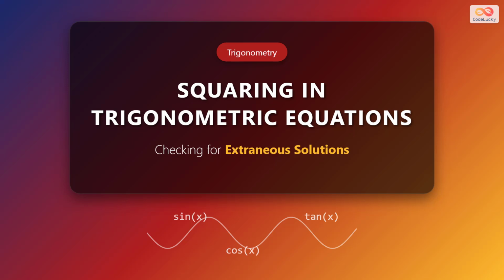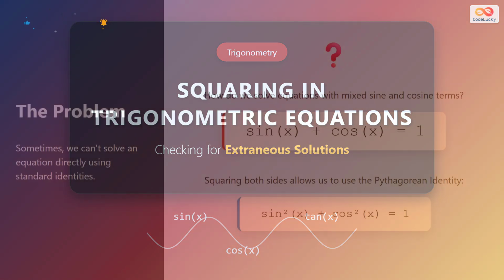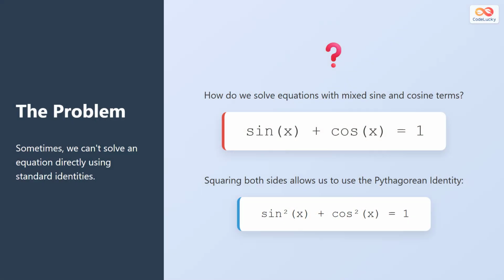Today, we are going to look at a very specific and dangerous trap that students fall into when solving trigonometric equations: extraneous solutions caused by squaring. Let's say you encounter an equation like sine of x plus cosine of x equals 1. You cannot simply use the Pythagorean identity right away because the terms are not squared. A common strategy is to square both sides to create those squared terms.